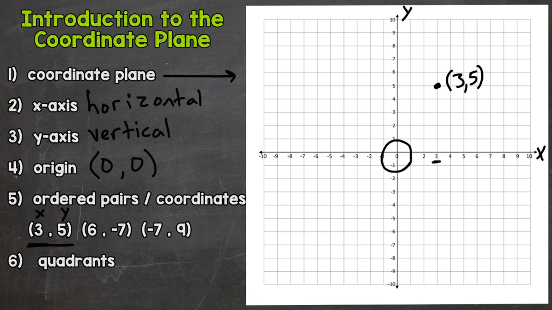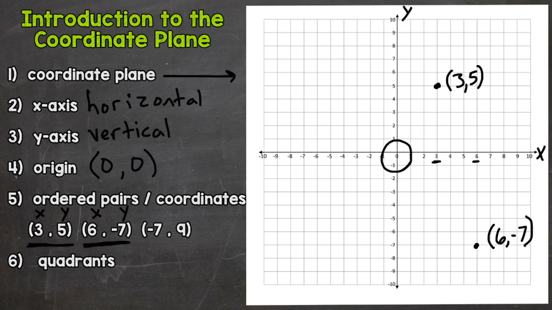Now the second ordered pair, 6, negative 7. So again, x always comes first, followed by our y coordinate. So we would start at the origin in the center. We would go over a positive 6. Now this time we're going to go down 7 though, because that's a negative 7. So over 6, down to negative 7, plot a point where they intersect. I'm going to label this point as well.